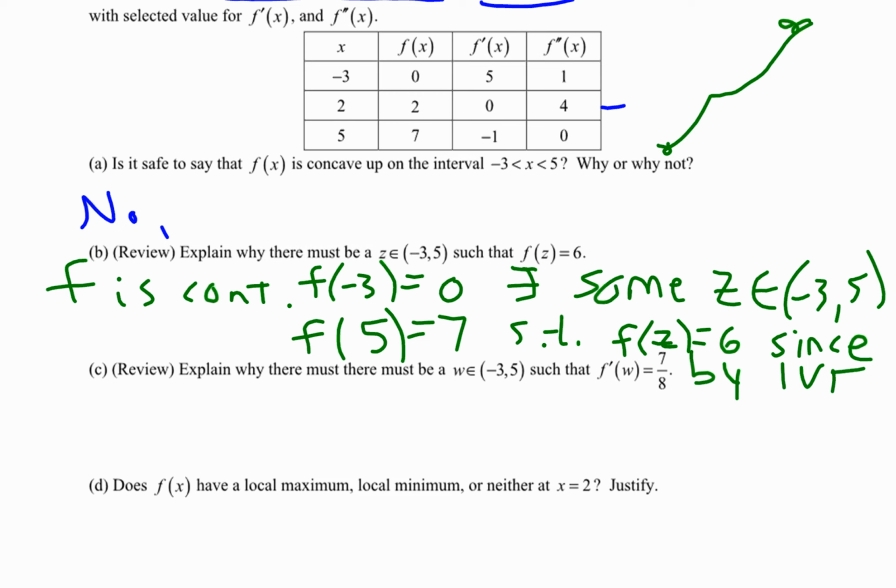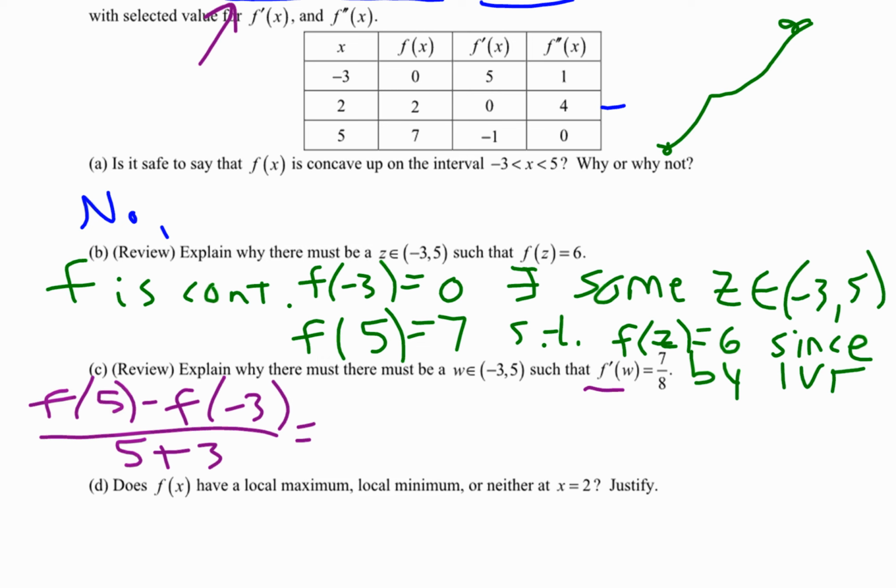Since this one's review, I bet we're going to use the MVT, but that's just my guess. We're talking f prime, so we're talking slope here. We know that f is continuous on the interval. We also know that f is differentiable because up here it said it was twice differentiable. So now, do you remember the MVT? It had something to do with slope. It was saying that algebra slope has to be equal to calculus slope somewhere.